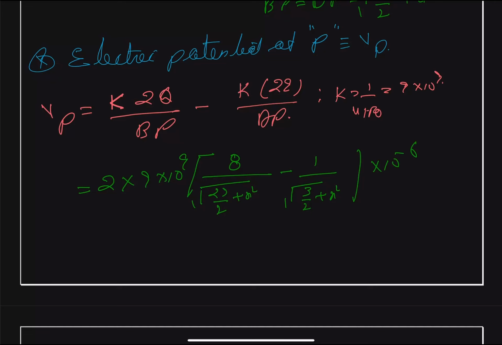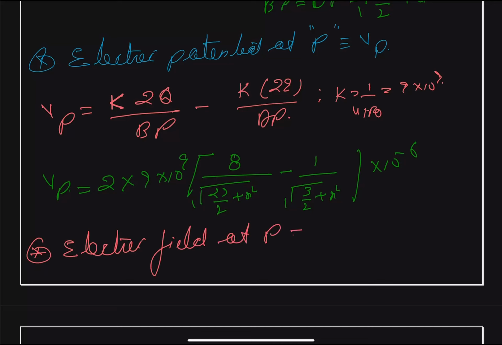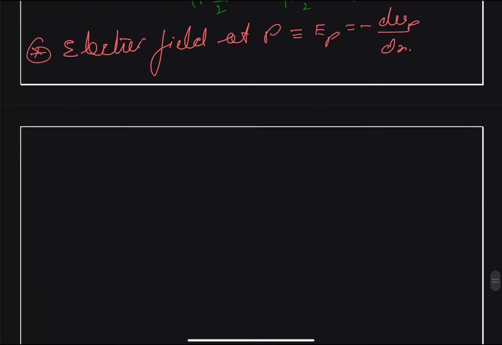And we need to find out the electric field, which will be the derivative of our potential. So we can say that our electric field at P, that is our EP, is equal to minus dV by dx.